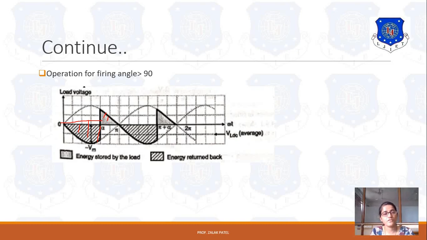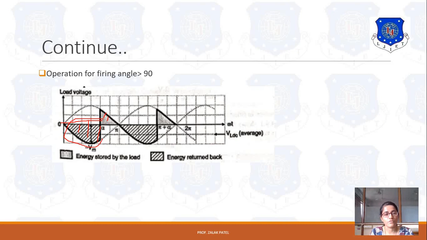In the same way, from pi to pi plus alpha it is more compared to pi plus alpha to 2 pi. So in each cycle the negative half cycle period is more compared to the positive half cycle period. Because of that, the inverted waveform has a longer time period compared to the original positive waveform or positive voltage. So for firing angle greater than 90 degree, inversion will take place, and because of that energy is returned back to the source.